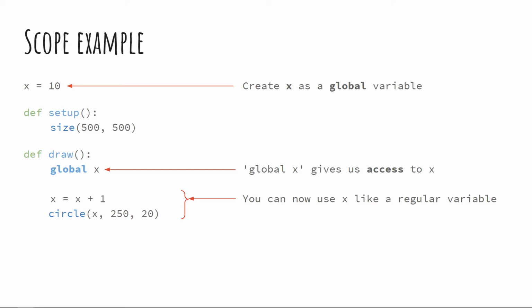And then after we've told draw to go looking at the global level, we can use x just like any other regular variable. So we can do x equals x plus 1, and that'll change the value of x. We can use x in our commands like circle, and that will all work just fine.